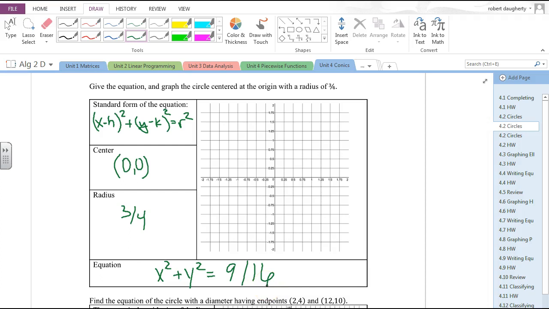Well, the center is at 0, 0. The radius is 3/4. So I mark that everywhere. And then I try, but I'm not really good at drawing circles. Mine look more like almonds or eggs or something. But anyway, if you've got the center there and you've got the radius right, you're close enough there.